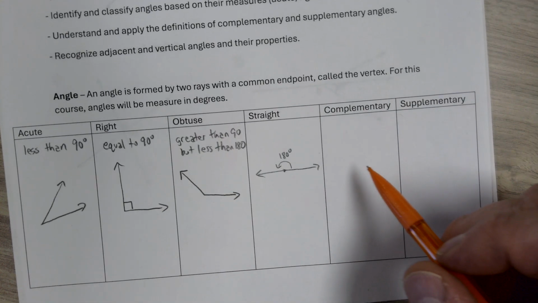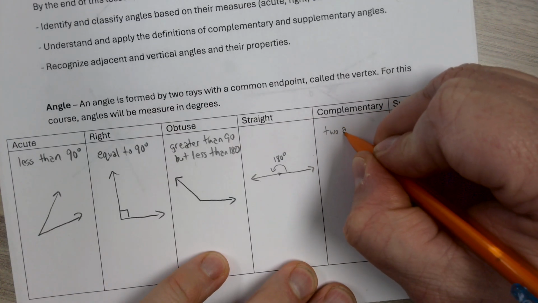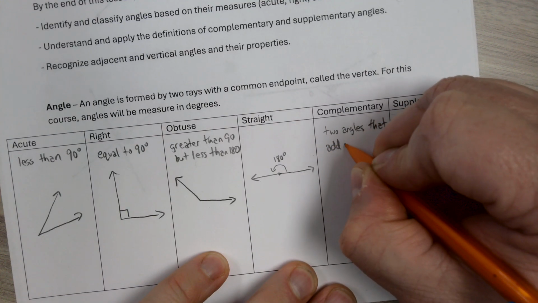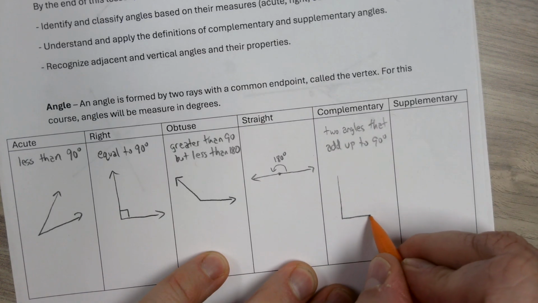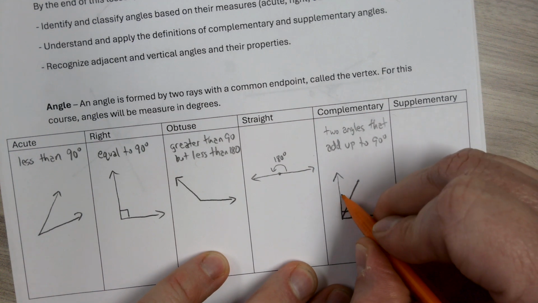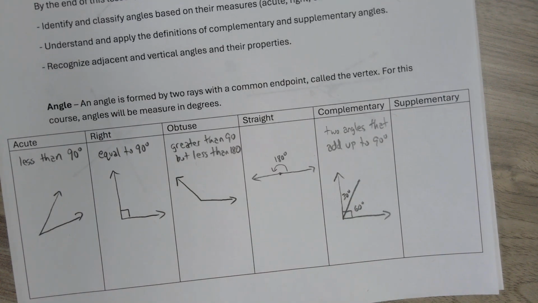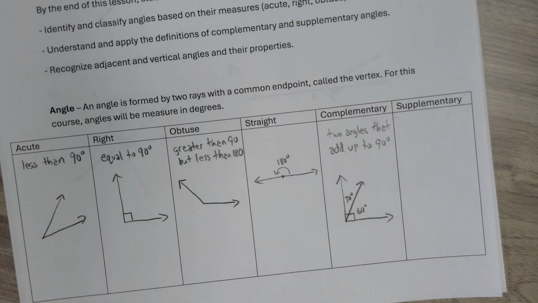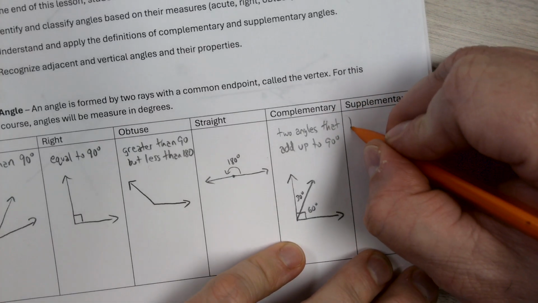Now complementary angles are two angles that add up to 90 degrees, and sometimes you'll see them separate, sometimes you'll see them together. So like if this is a 90 degree angle and I draw this and I say this is 30, then this one must be 60 since these two have to add up to 90 degrees. And like I said, they don't have to be next to each other, they could be separated. And then similarly, supplementary angles are two angles that add up to 180 degrees.